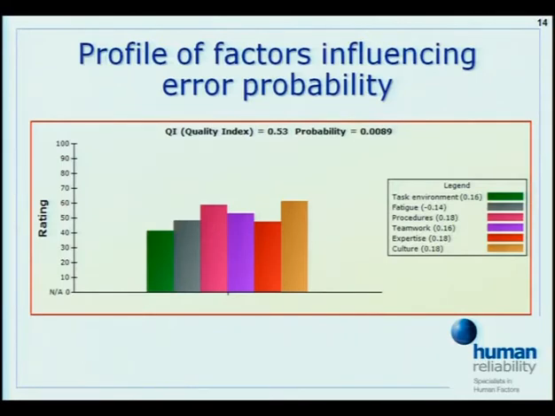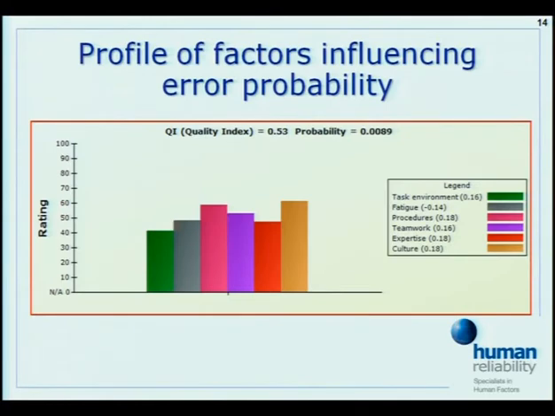One of the outputs from the software is a profile of the factors influencing error probability. And this is the profile for the 6 major groups of factors that we have. And at the top there you can see a quality index. Quality index is calculated such that if all the factors were at their ideal or optimal value, that quality index would equal 1. And if they were all at their worst case value, it would equal 0.